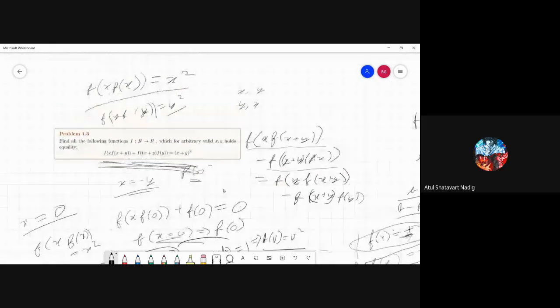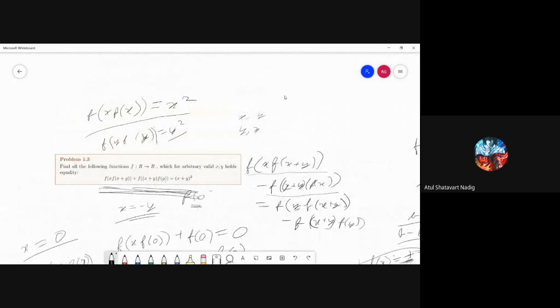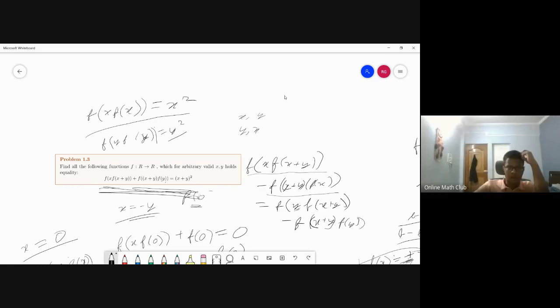Essentially, you're saying put y is equal to f of x minus x. Yes, in the LHS the second term will be a plus c whole square, and in the RHS also we are getting a plus c whole square. Wait, what? x and f of x minus x, you said, right? This is what you asked me to put, right?